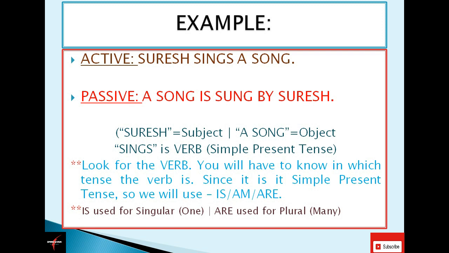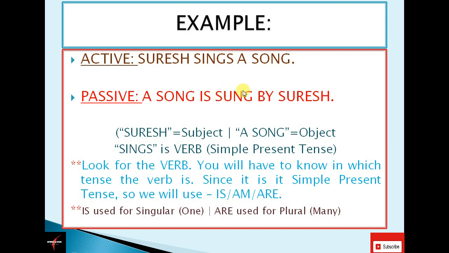So a song is sung, S-U-N-G, sings becomes sung. Why? I've already told you we generally have three forms of verb and we change the verb into the third form, past participle. So sing is the first form, sang is the second form, and sung is the third form. So we will be using the third form only in the entire voice change, okay? Present, past, future, whatever it is, we will only use the third form.